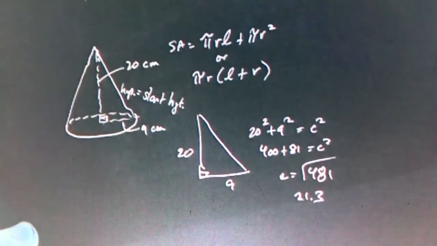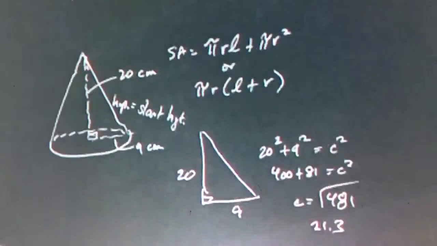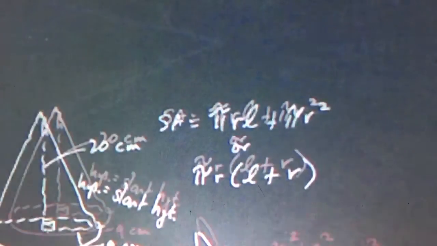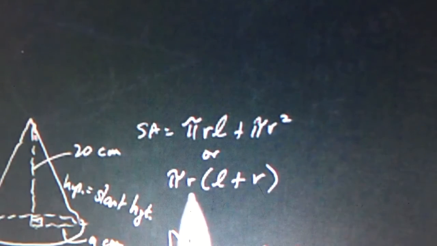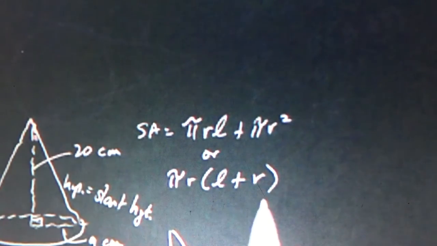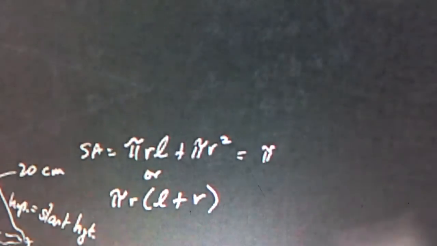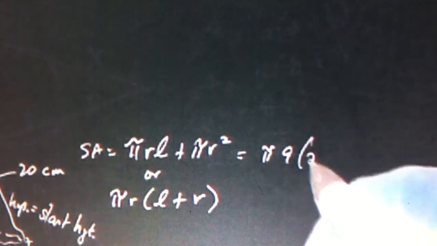And that's what we need to use in our formula for surface area, which is given to us here. I'm going to zoom in on that now. Our formula for surface area, it's two different ways, pi r L plus pi r squared. But you can factor the pi r and look at it this way if you want. Pi r times L plus r. We'll use the first one up top and just plug it in, and it's pi. The radius is 9. The slant height is 21.3.